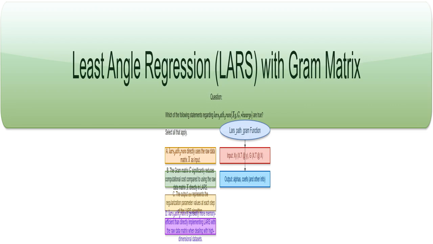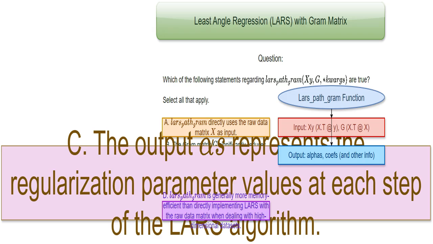Instead of working directly with the data matrix, X, we use its gram matrix, G, which is the matrix product of X transpose and X, and a vector XY. Using the gram matrix often makes computations faster. I'll break it down. XY is the vector resulting from multiplying the transpose of X with Y, the response variable vector. G is the gram matrix, representing the inner product of the data matrix with itself. These pre-calculated inputs make the LARS algorithm computationally efficient.